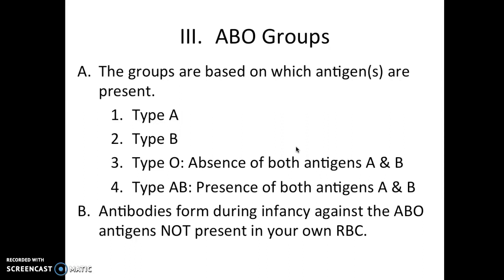The antibodies formed during infancy are against the ABO antigens not present in your own red blood cells. So if you're type A, you would have B antibodies. If you're type B, you'd have A antibodies. So you have the opposite of what type you are. If that blood type gets in, then you're going to have that agglutination. Type O would have both A and B antibodies. And if you're type AB, you wouldn't have any antibodies, because you could accept any blood.